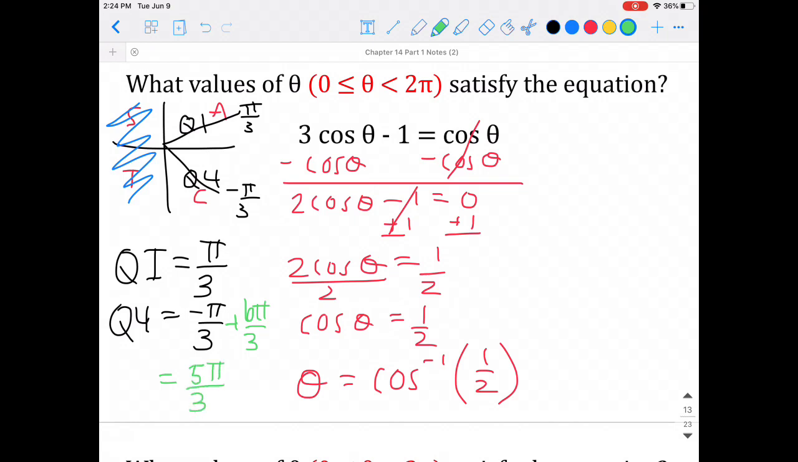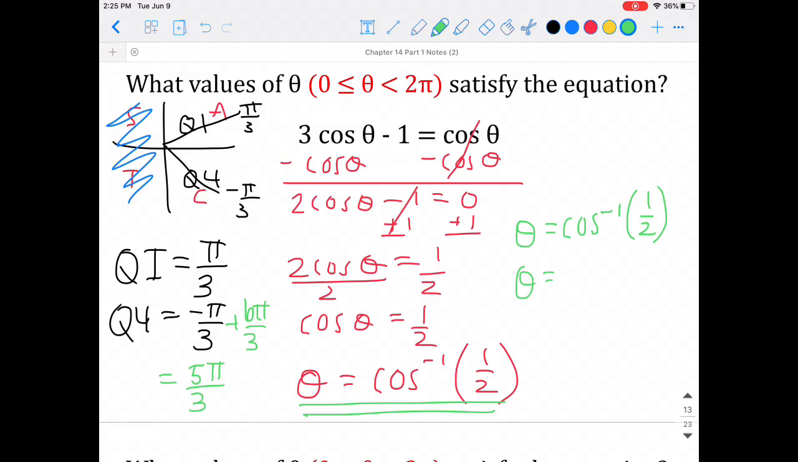So to write our solution, we want to keep our equation. We're going to write our equation first. So theta equals inverse cosine of 1/2. And in this case, for theta, we can have a theta of pi over 3, or we can have a theta of 5 pi over 3.